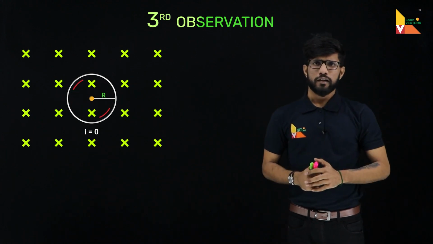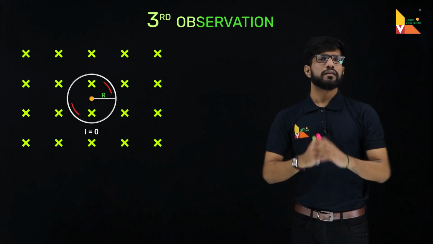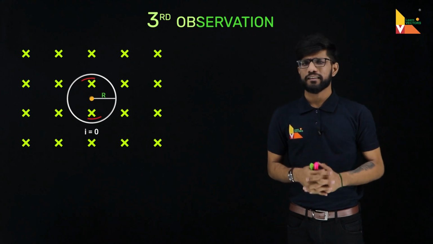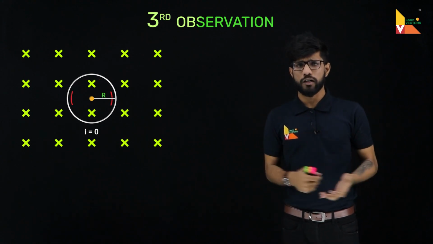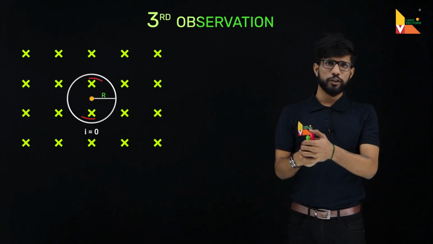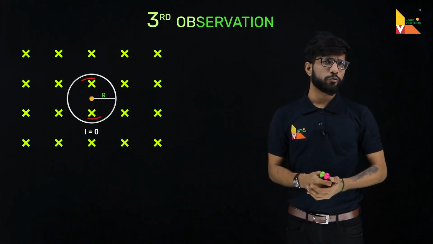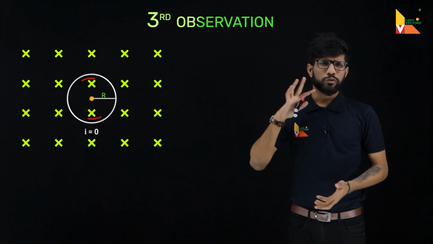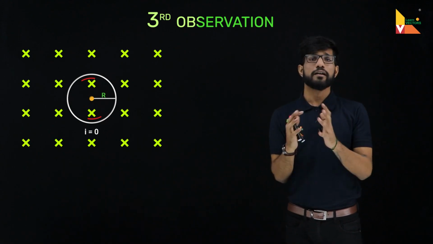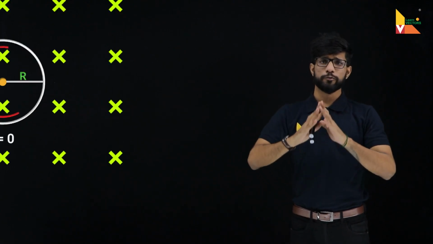So if I am rotating this loop about this axis, the loop will rotate, but it was still observed that there was no change in the current. That means there was still zero current. Initially it was zero current, and when I start rotating it with some angular velocity omega, there was still zero current.